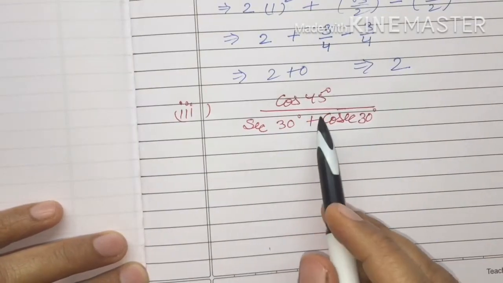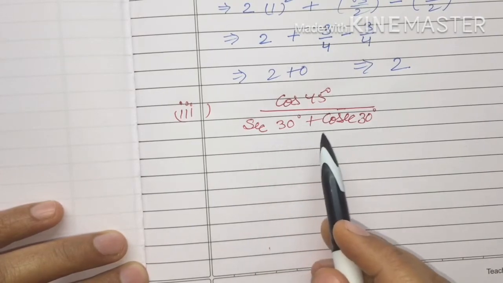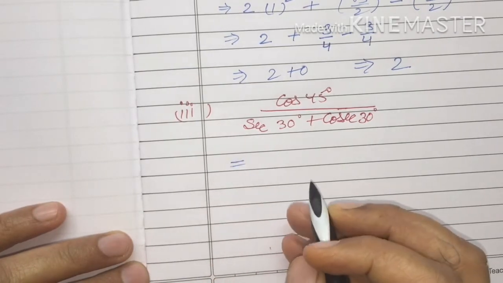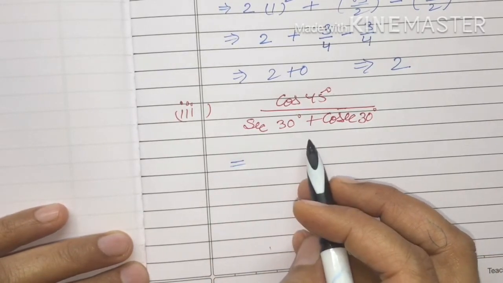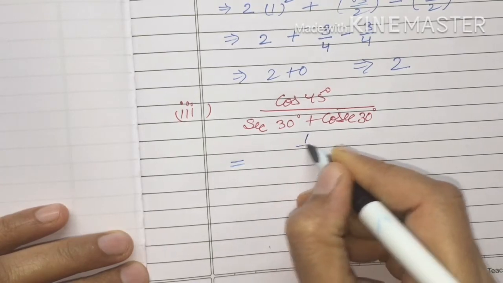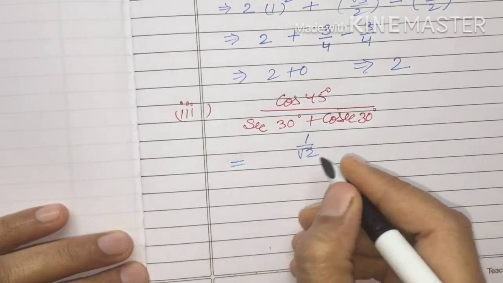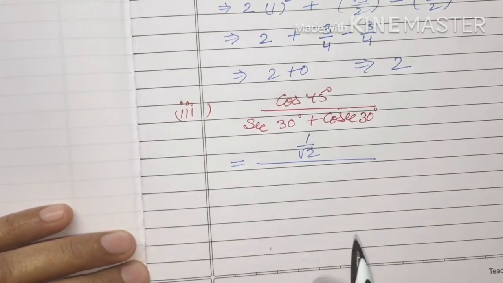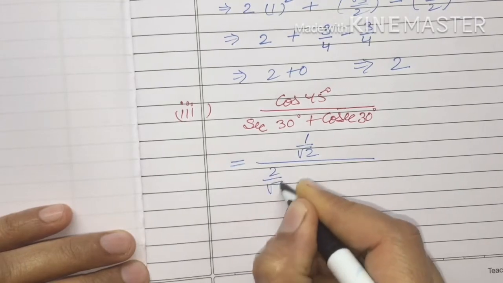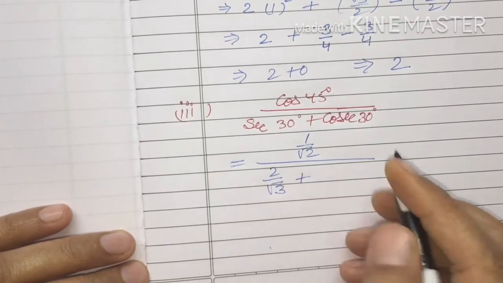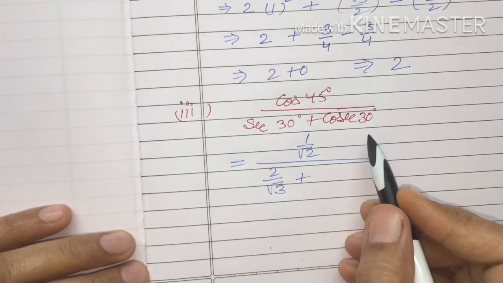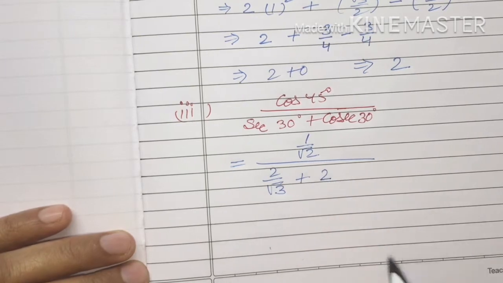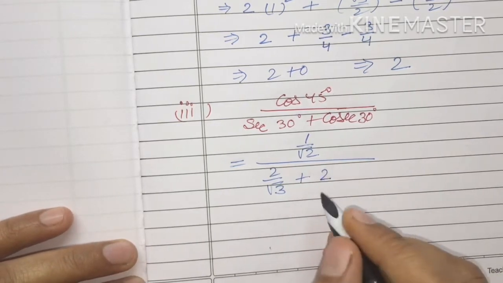Third part is cos 45 degree upon secant 30 degree plus cosecant 30 degree. Now we will solve it. So it will be cos 45 degree, cos 45 is 1 upon root 2, upon secant 30 degree. Secant 30 degree is 2 upon root 3 plus cosecant 30 degree. Cosecant 30 degree is 2. Now we will solve these.